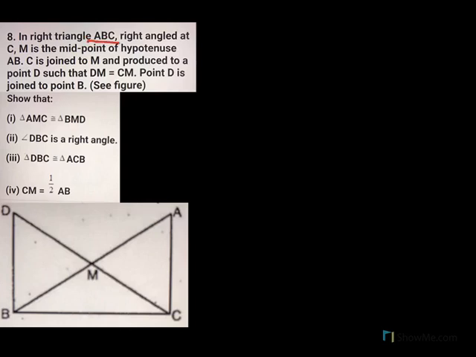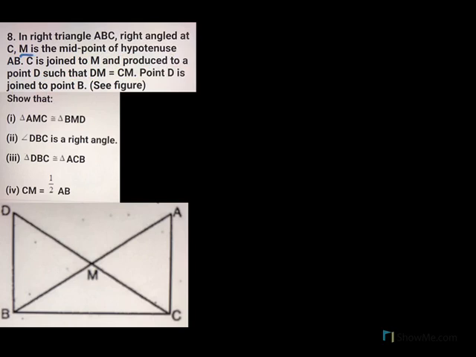In a right triangle ABC, right angled at C, M is a midpoint of the hypotenuse AB. C is joined to M and produced to point D such that DM equals CM. Point D is joined to B. Prove the following. Let's mark some things that we need to know.